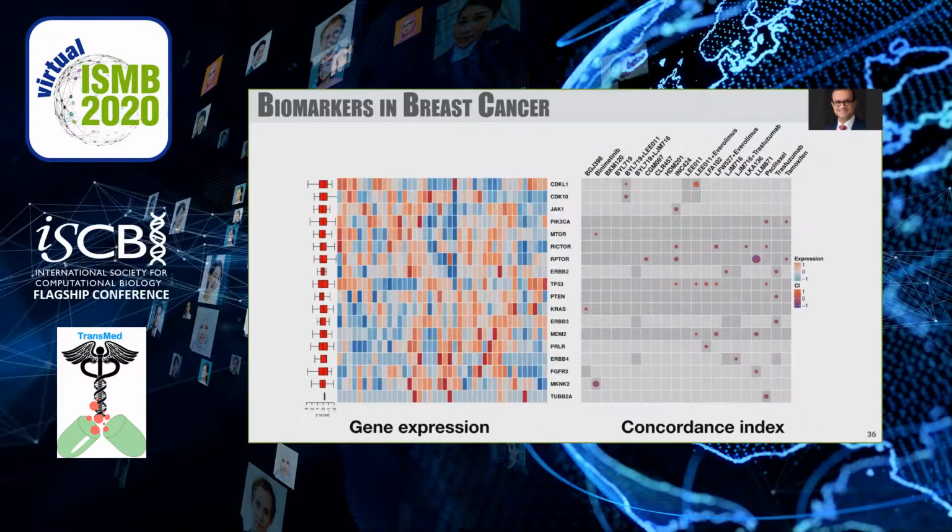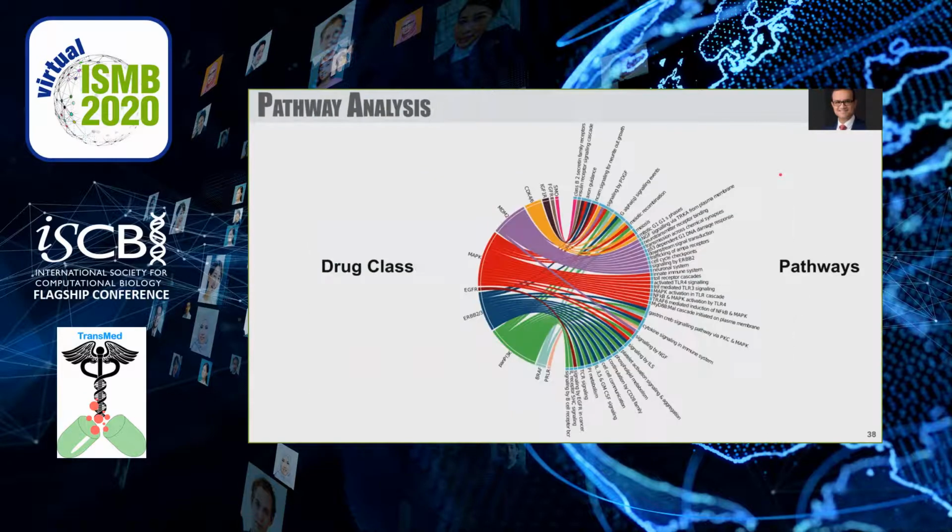We also performed biomarker discovery. So here on the left side, you see the gene expression data for the breast cancer patients. And on the right side, you see the association between the gene expression and response to the drug. Here, the size of the dot represents the strength of the association. So to highlight an example, we have shown that ERBB2 gene expression is highly associated with trastuzumab drug response. We also looked at the pathways which are associated with the drug response.